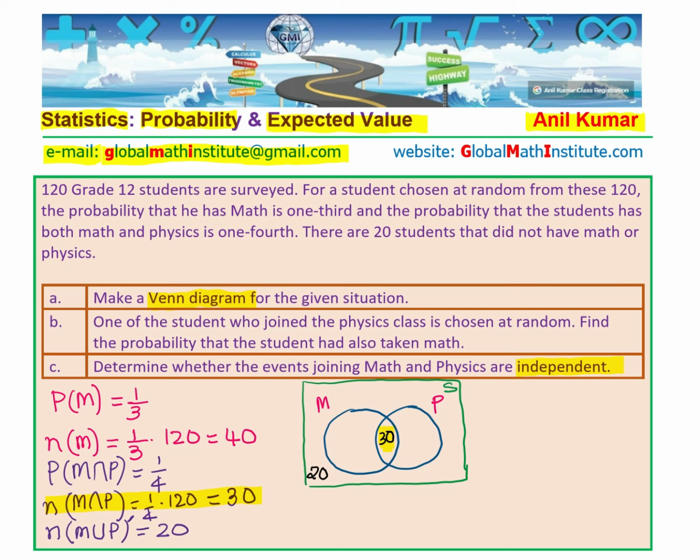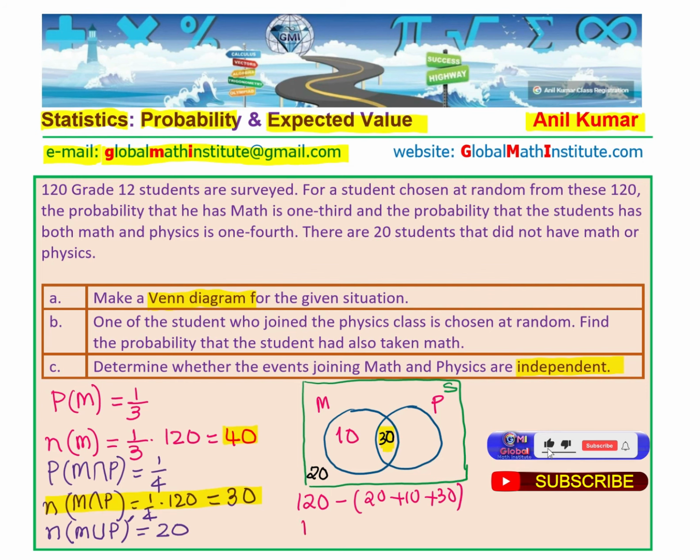Now we can go either side. Total number for math is 40. So 30 are already there. How many left? 10 left, right? So 10 plus 30 is 40. Now we also know that total is 120. So how many will be those which took only physics, right? Only physics. So what we should do? We should take away from 120 all the numbers which we have, which is 20 plus 10 plus 30, or 40, I could say, right? And that gives you the number which is only physics.